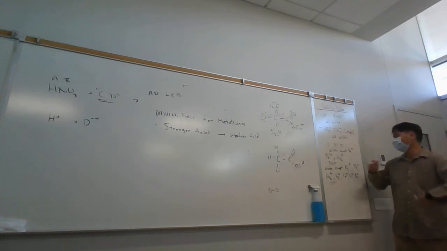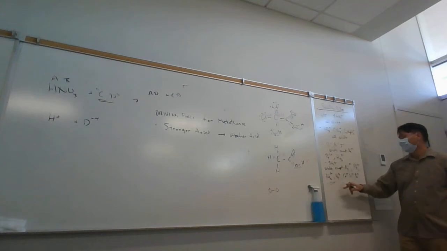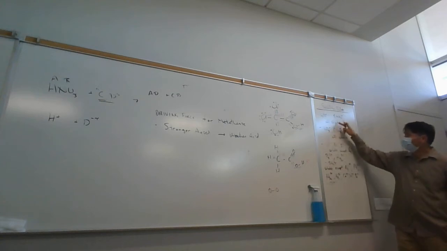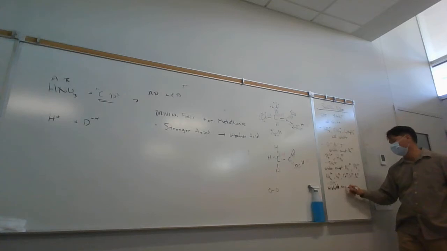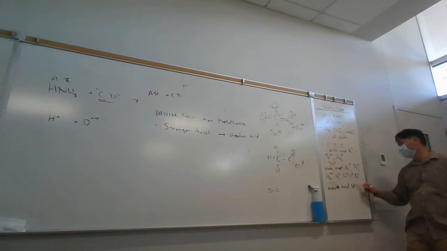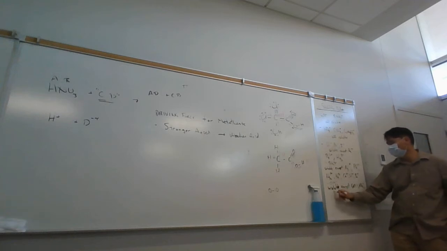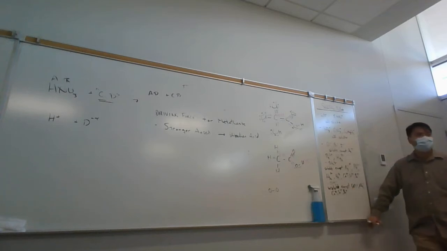Hydroxides are insoluble. And so these first ones were soluble. Now we're talking about mostly insoluble. So hydroxides are mostly insoluble, except for group 1 and ammonium, and calcium, strontium, and barium hydroxide.